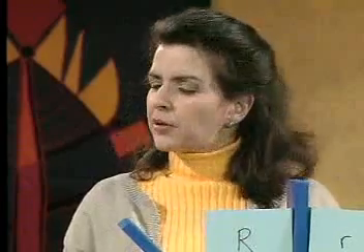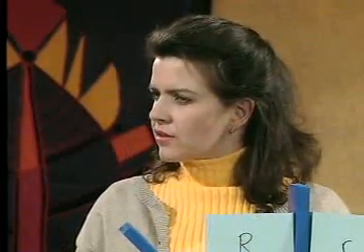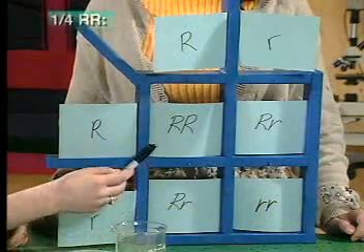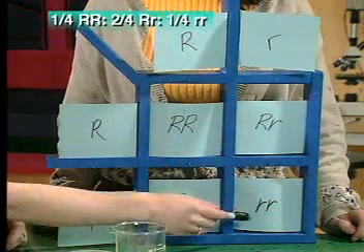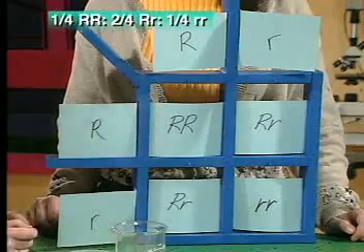That's fine for the phenotypic ratios. What about the genotypic ratios? Well, 1 out of 4 have the 2 dominant alleles. 2 out of 4 are heterozygous, and 1 out of 4 has the 2 recessive alleles. That's a 1 to 2 to 1 genotypic ratio. Absolutely.